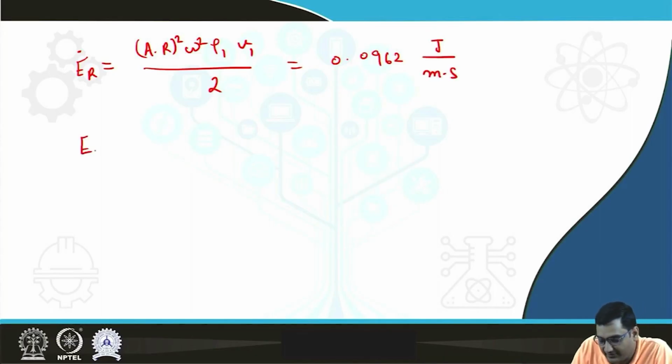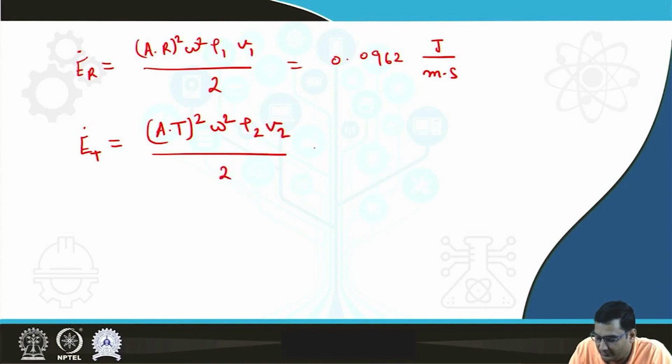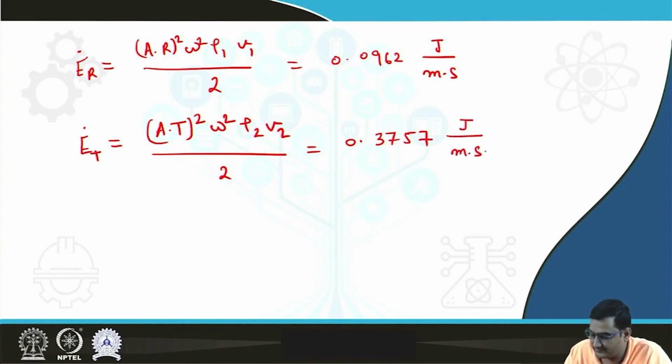Likewise for the transmitted wave, that will be A into T square omega square rho 2 V2 by 2, and that will come out to be 0.3757 joule by meter second.